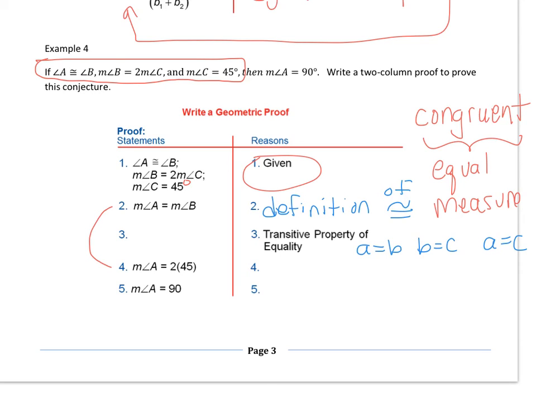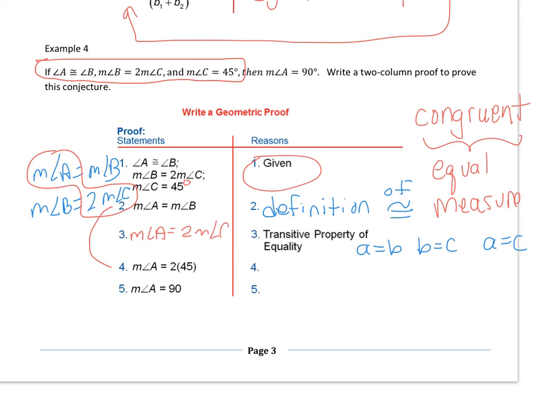And what that looks like here is, we would say the measure of A equals the measure of B, and the measure of angle B equals twice the measure of angle C. So we're transferring these together here. So we would say that the measure of angle A must equal 2 times the measure of angle C. And that's the transitive property of equality at work.